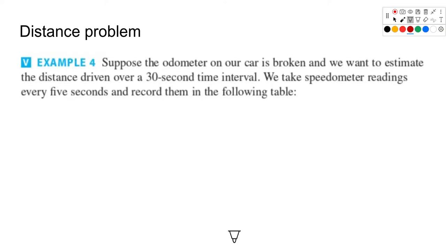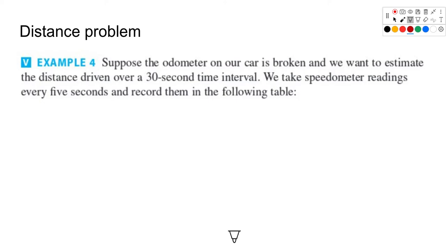So we're going to start off with this example, a distance problem. You're driving a car and your odometer's broke, so you don't know how far you're going. I've had cars like that. Usually when the odometer's broke, the speedometer's broke too, but whatever.